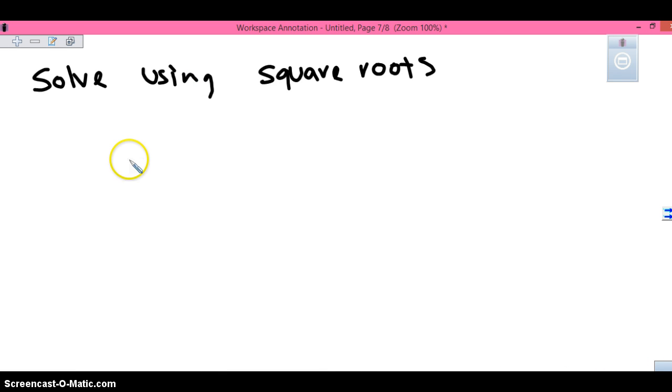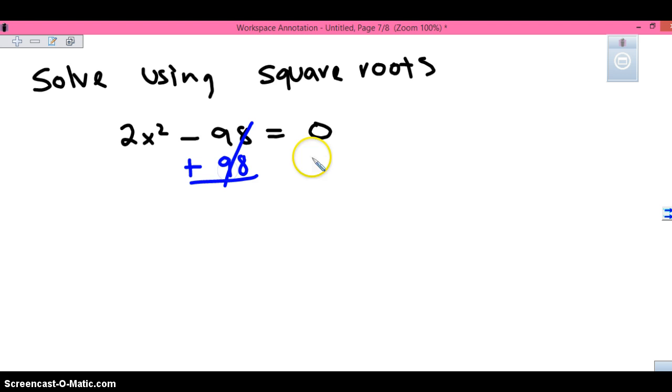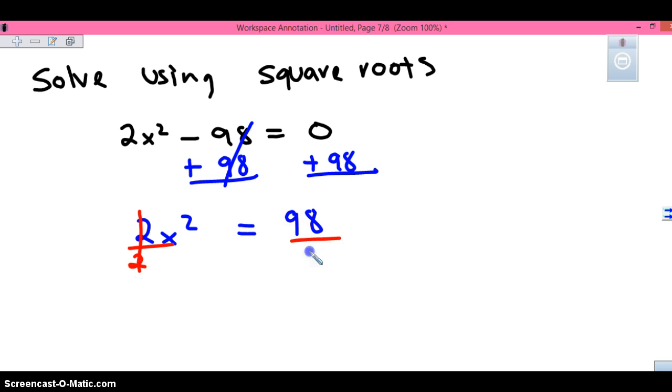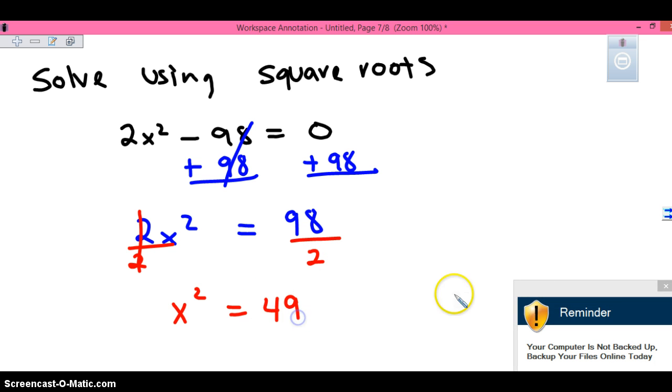If we have to solve using square roots and we have 2x squared minus 98 equals 0, we need to solve this quadratic equation using square roots. We have to isolate x squared. That means that first of all we have to add 98 to both sides. Now we've got 2x squared equals 98. Now we have to divide by 2 on both sides. Now we have x squared is equal to 49.